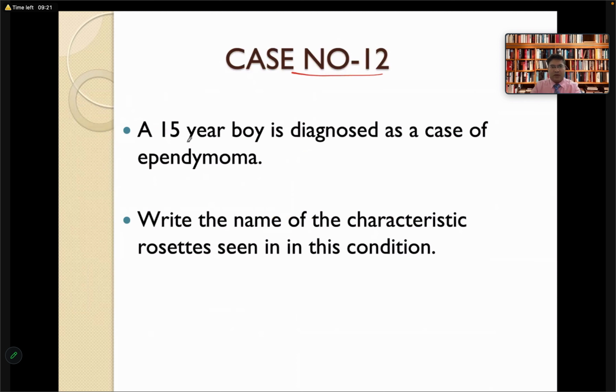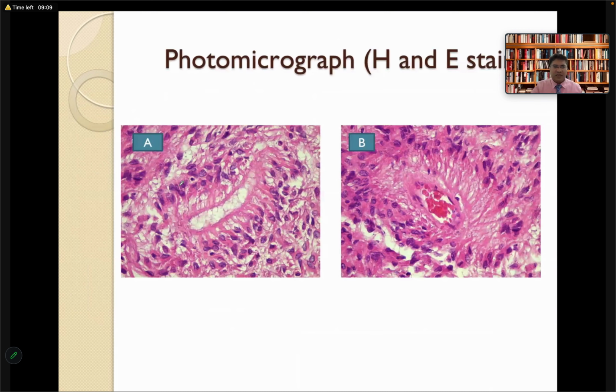Now case number 12. A 15-year-old boy is diagnosed as a case of ependymoma. Write the name of the characteristic rosettes, right? So here you already know the diagnosis. That is ependymoma. And what are the important microscopic features or the rosettes which are seen here? So in image A, this is called as true rosette. And B, this is the blood vessel. So this is called as perivascular rosette, or you write pseudo rosette. A is true rosette and B is perivascular rosette or pseudo rosette.